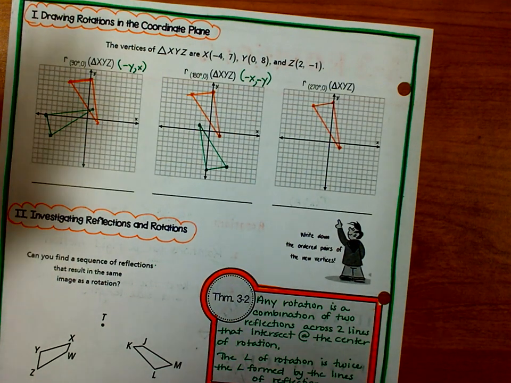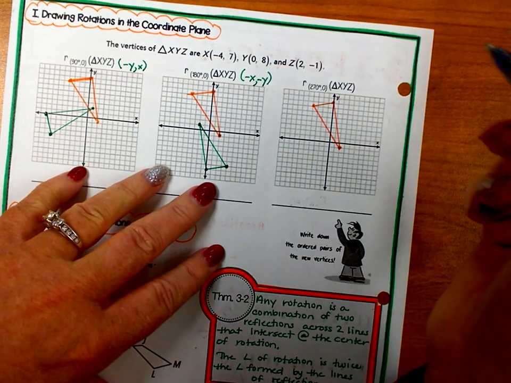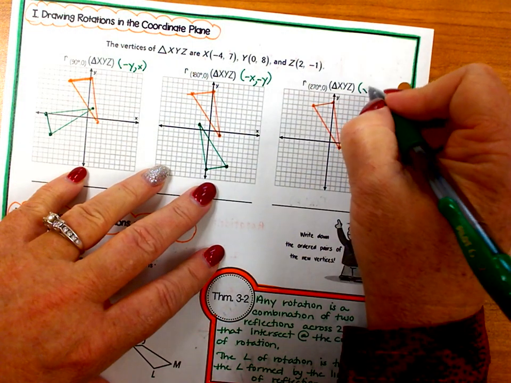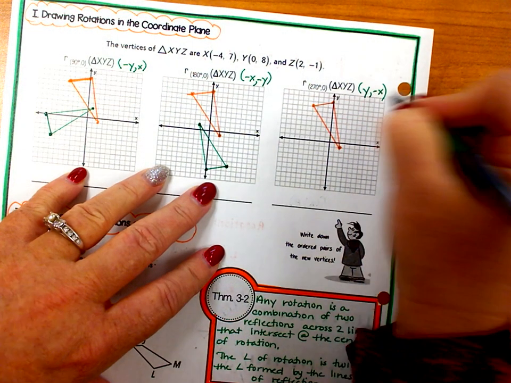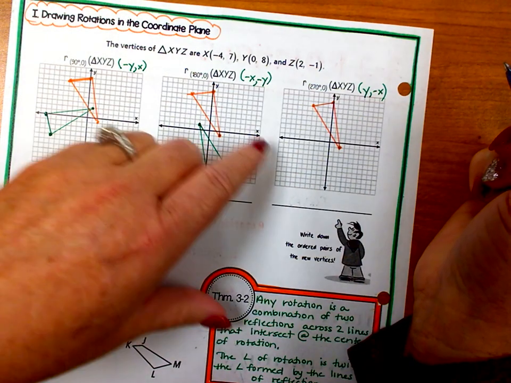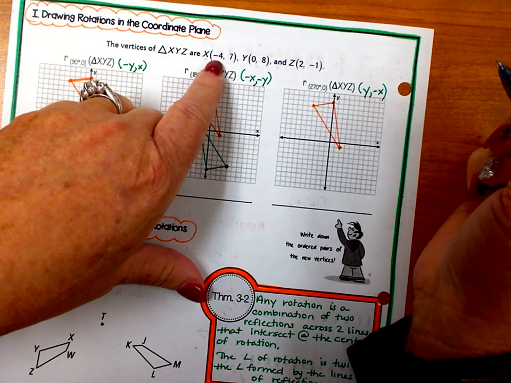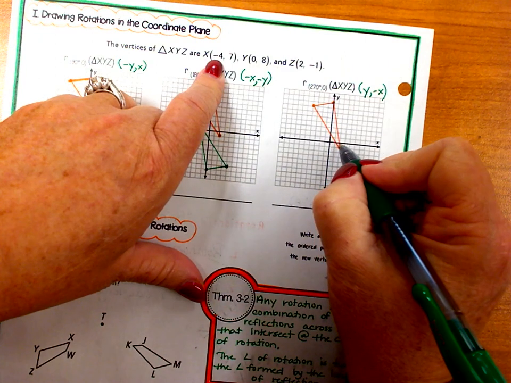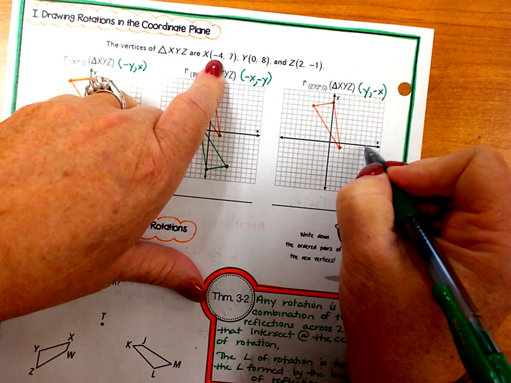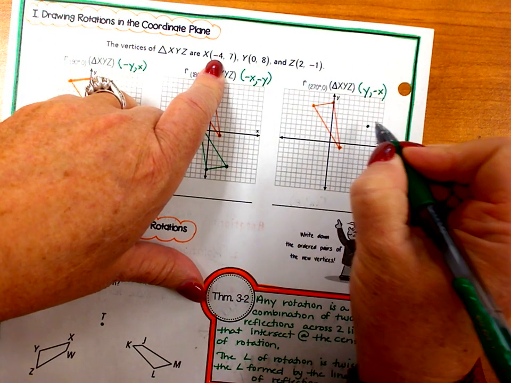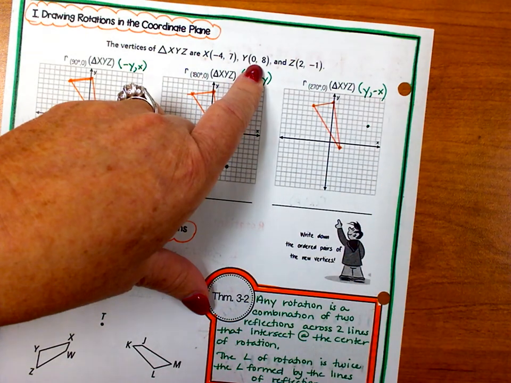Okay, last one. So for this one, we are looking at y, negative x. So we are flipping them and changing the sign of the x. So this is going to be 7, 4. So 1, 2, 3, 4, 5, 6, 7. 1, 2, 3, 4. And 8, 0.